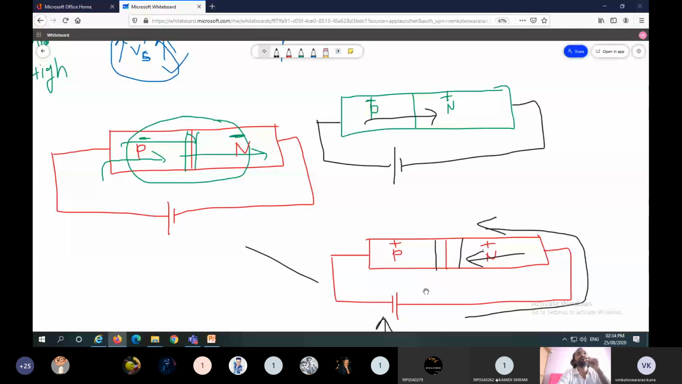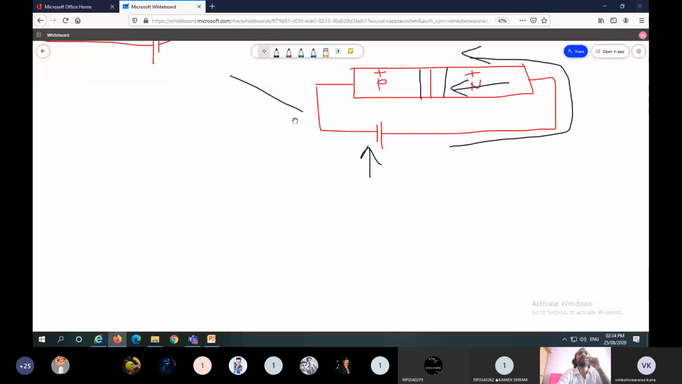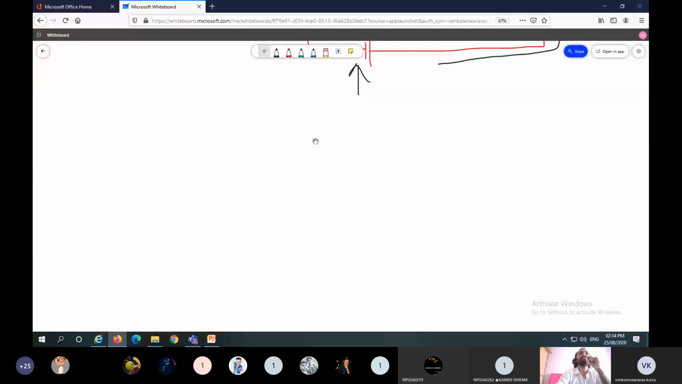How can we achieve this? How can we satisfy these two conditions in a single device? This can be done by introducing another layer in between the P layer and N layer. So this one is the normal P layer, and this one is the N layer.